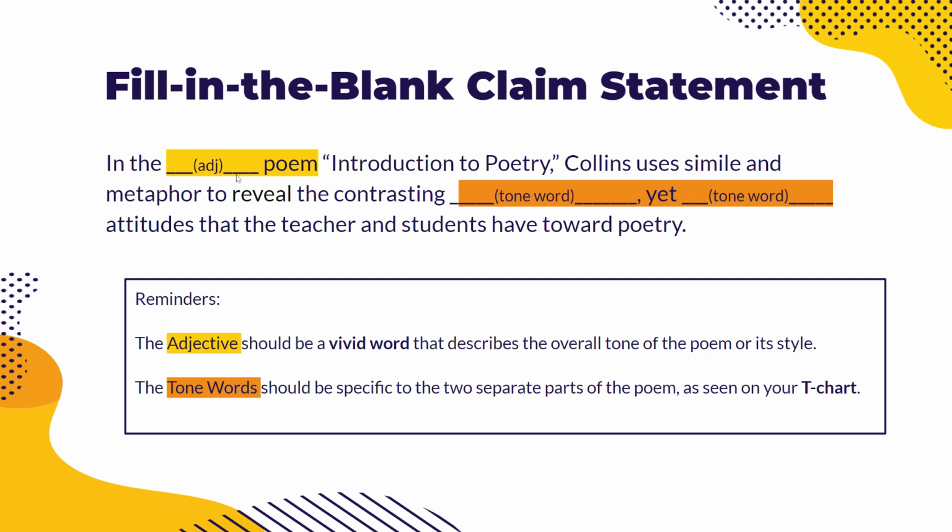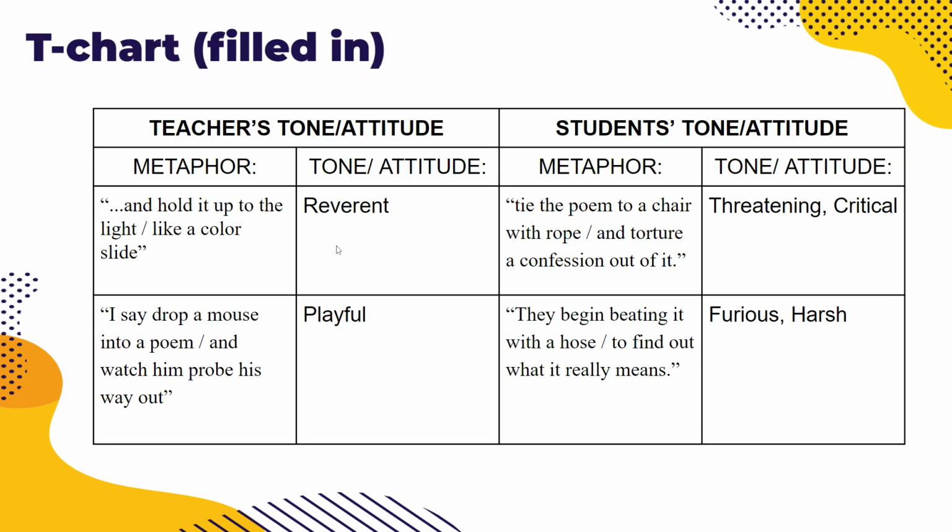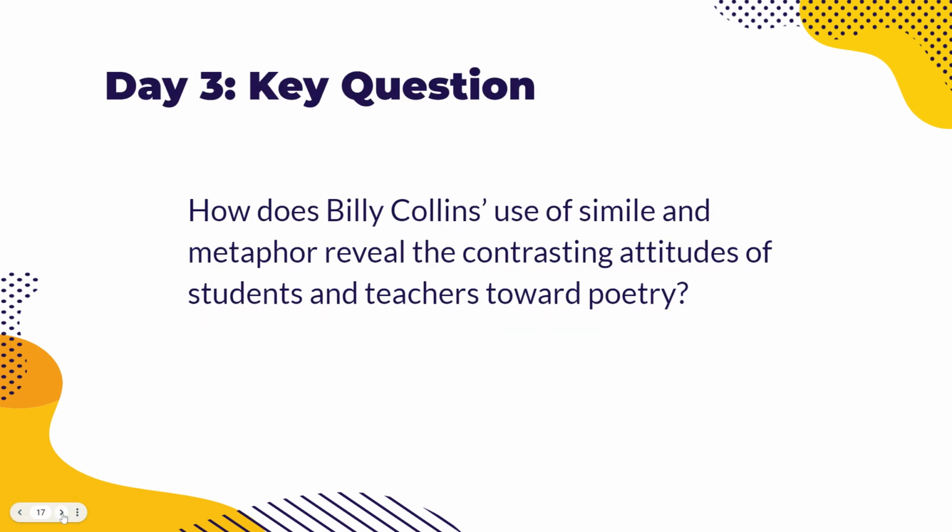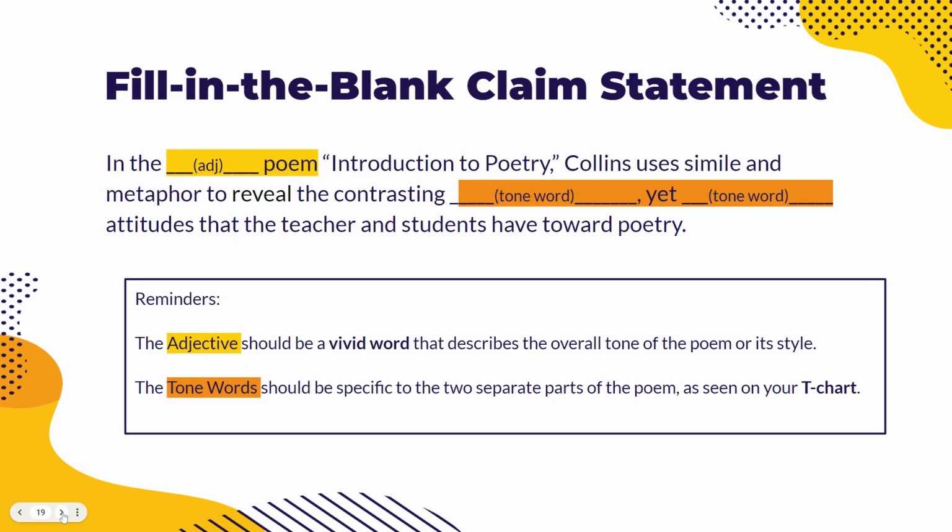This first blank will be an adjective of your choosing. You can have a little creativity here. What is the overall style or tone of the poem? Is it a whimsical poem or a serious poem? You decide. The tone words here in the blank yet blank come from your T chart. This is the analysis that you have already created. Do you want to talk about the reverent yet critical tone? Do you want to talk about the playful yet harsh tone? You decide which metaphors you want to focus on and mix and match them and choose what makes the most sense to you and your partner.